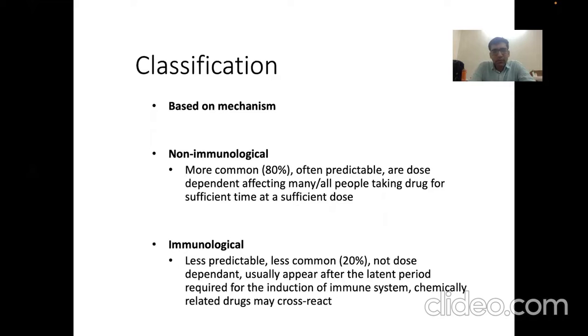Classification based on the mechanism can be non-immunological or immunological. Non-immunological is more common, 80%, which is predictable, dose dependent, affecting people taking the drug at sufficient dose. And immunological is less predictable, 20%, not dose dependent, appearing after the latent period for the induction of the immune system.